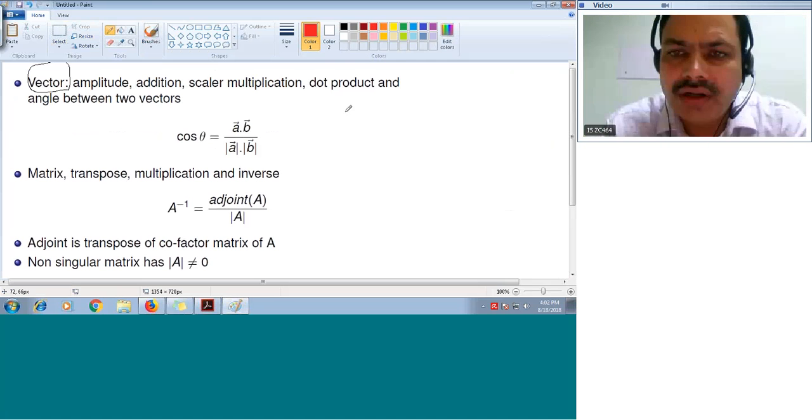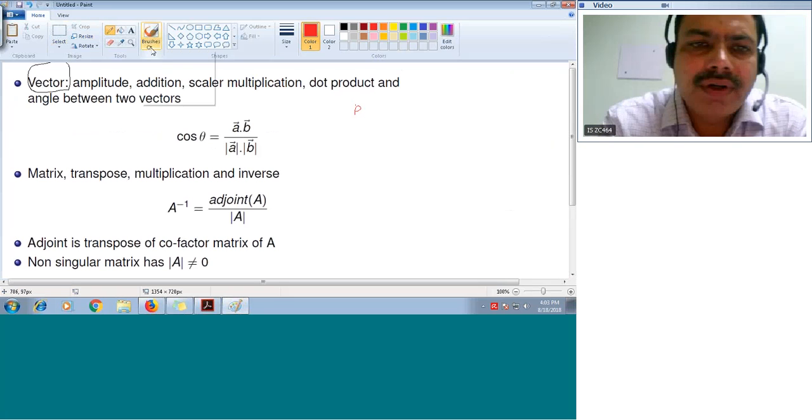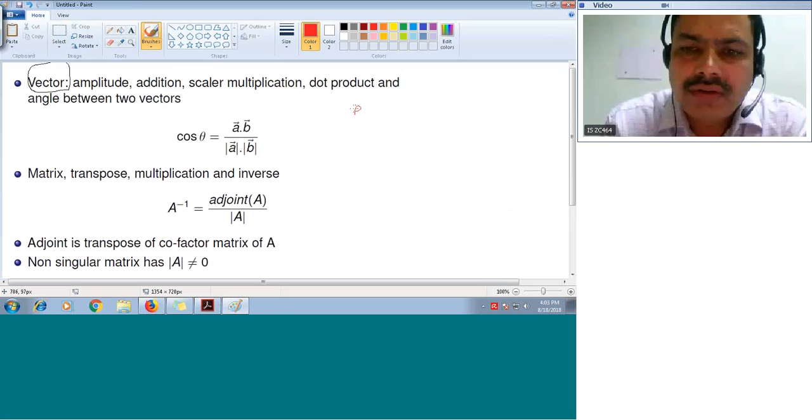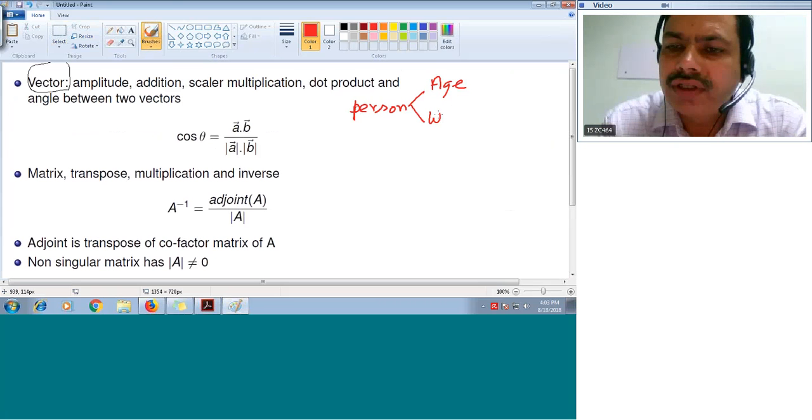You know that whenever you have data, the data has some attributes. You want to measure for every person, you have a person, and for the person you find out what is his age and what is his weight. So it's a two-dimensional vector.